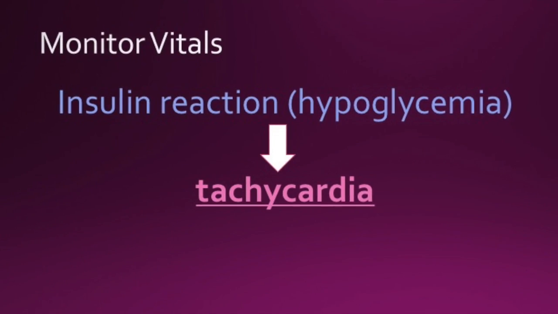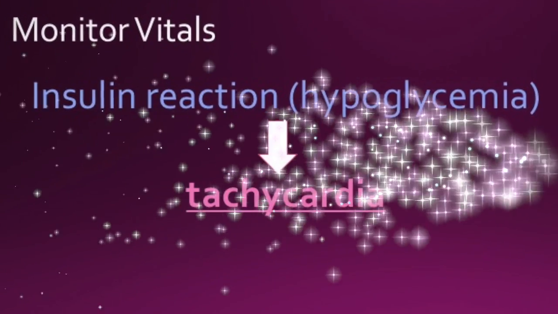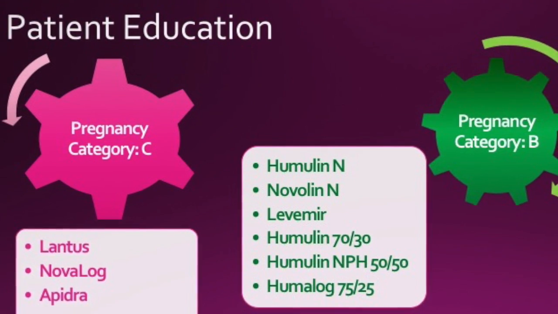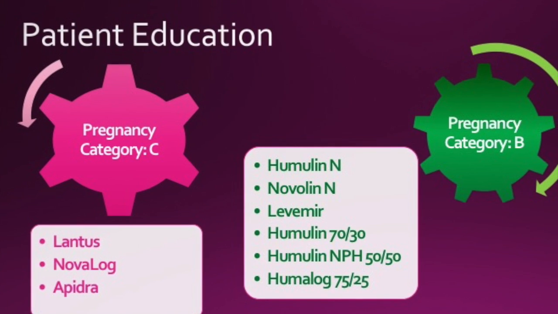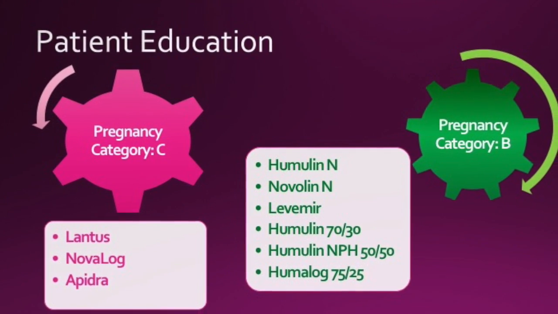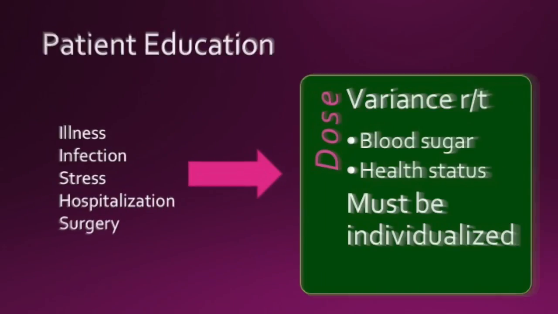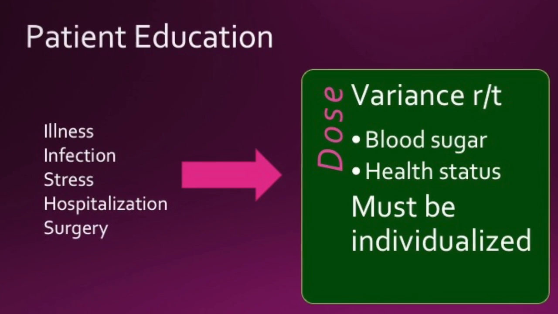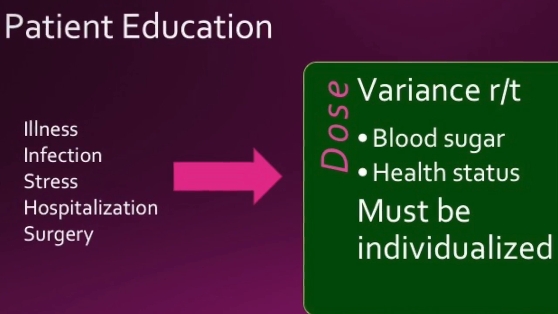With an insulin reaction, which is hypoglycemic, it could result in tachycardia. Pregnancy Category C drugs include Lantus, Novolog, and Apidra, whereas Pregnancy Category B drugs include Humulin N, Novolin N, Levemir, Humulin 70/30, Humulin NPH 50/50, and Humalog 75/25. Illness, infection, stress, hospitalization, and surgery are all things that can affect your blood sugar. Your dose of insulin will be individualized.